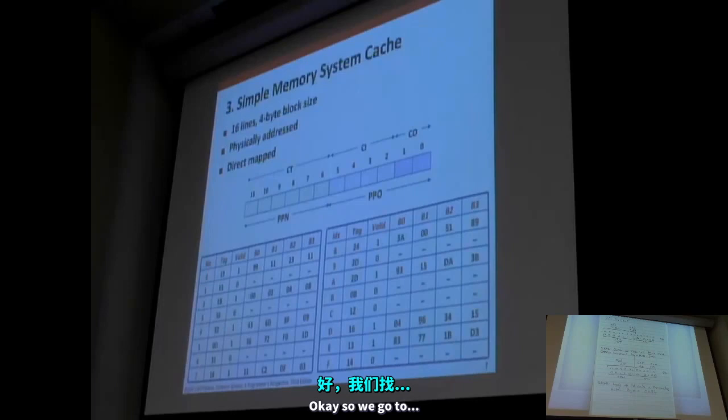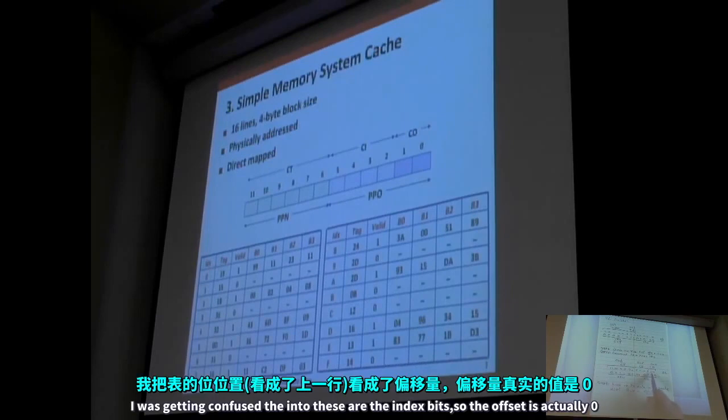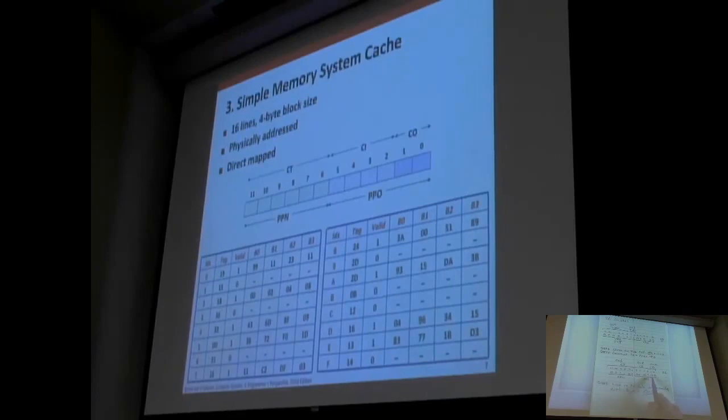So this is offset 1. This is offset 2. Oh no, I'm sorry. Let's see. Oh, I'm sorry. I was getting confused. These are the index bits. So the offset is actually 0.